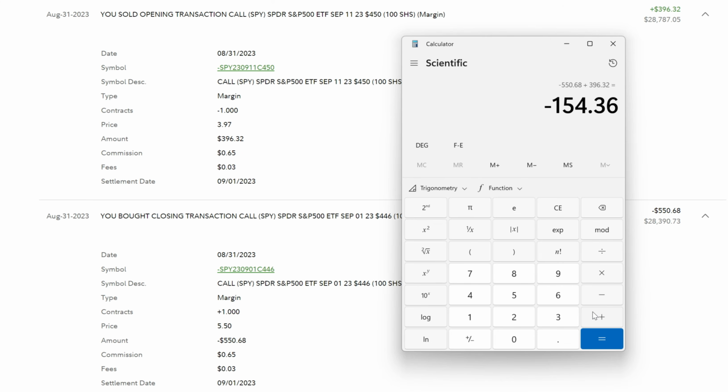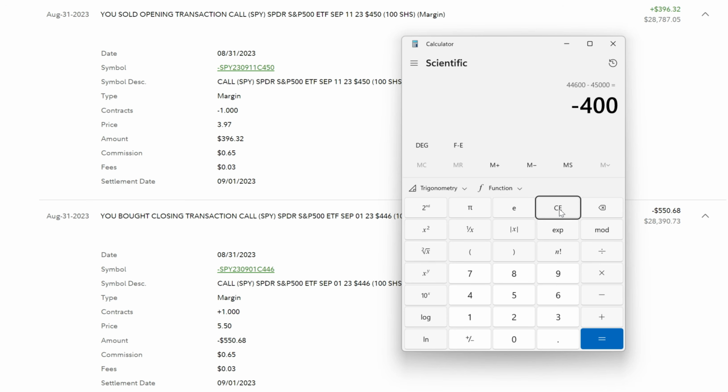Remember, I was deep in the money below my cost basis, and I was set to, if I got assigned at 446, it would have been a loss, remember, of $400. I eliminated that loss because I was able to increase my strike price from 446 to 450, and instead of that costing me $400, it only cost me $154.